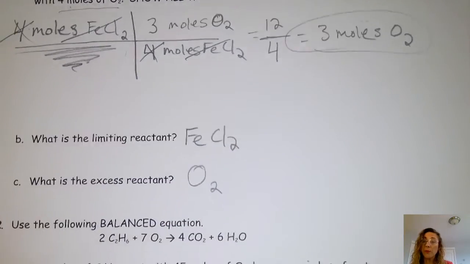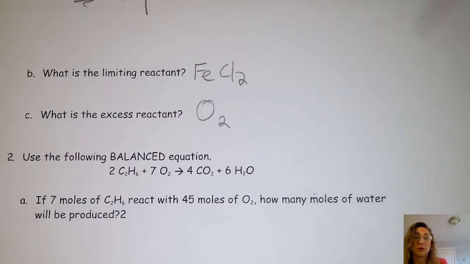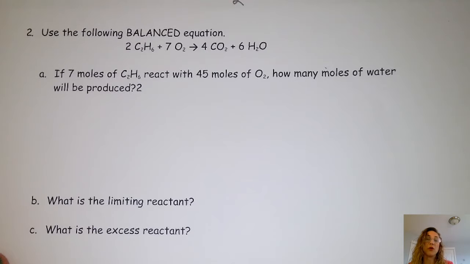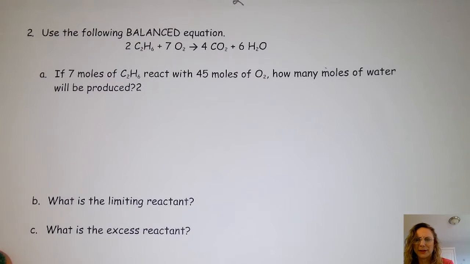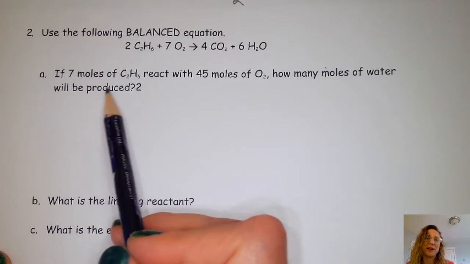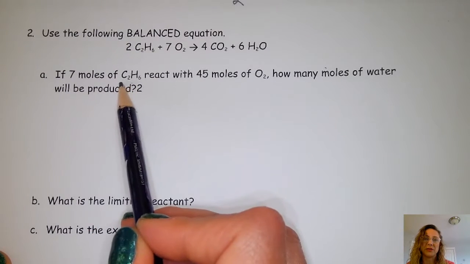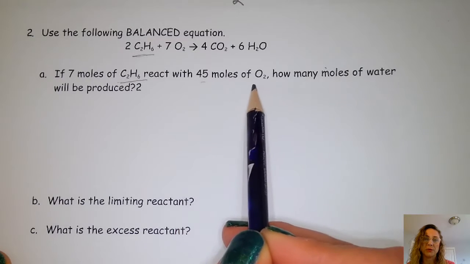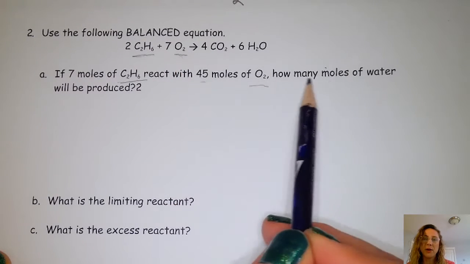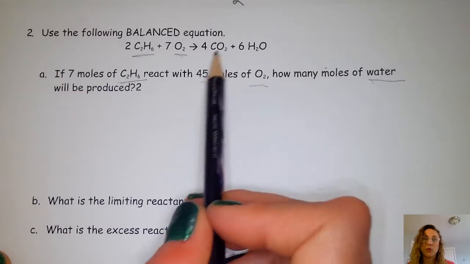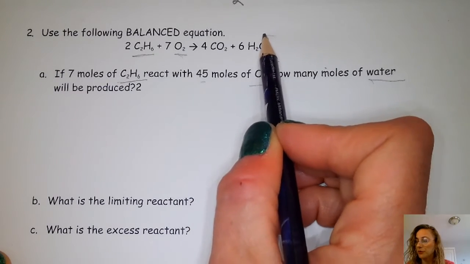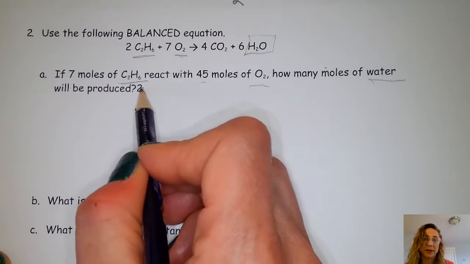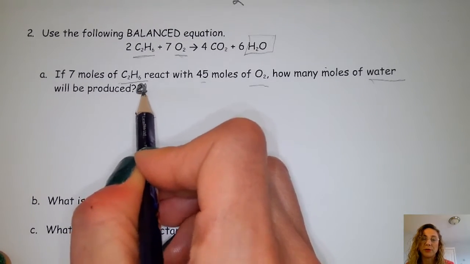All right, so let's do a problem where it's not super obvious, okay? That's the second problem here. We're just going to do 2 problems using the following balanced equation. Thank you for balancing that equation. And then we're going to find out if 7 moles of the C2H6 react with 45 moles of O2, how many moles of water will be produced? So this time we're interested in how much water, that's the product that's going to be produced. You don't need that 2 there, so sorry.